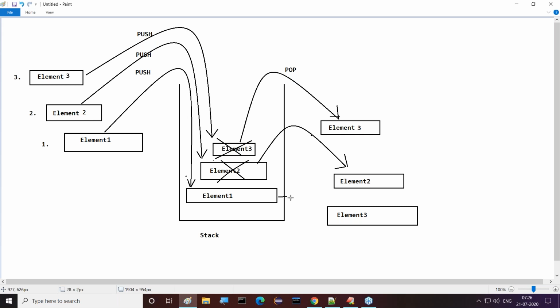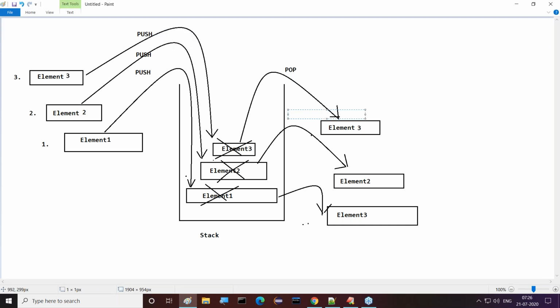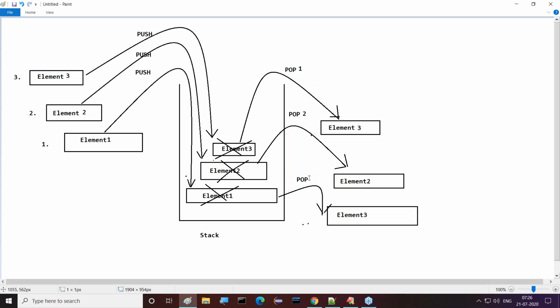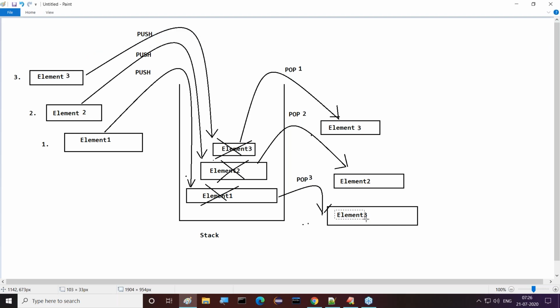Last in first out. The element inserted into the stack last is retrieved first. So this data structure is nothing but a stack. This is pop 1, this is pop 2, and pop 3. Okay guys, we have to understand this clearly. Sorry, this is element 1, not element 3.